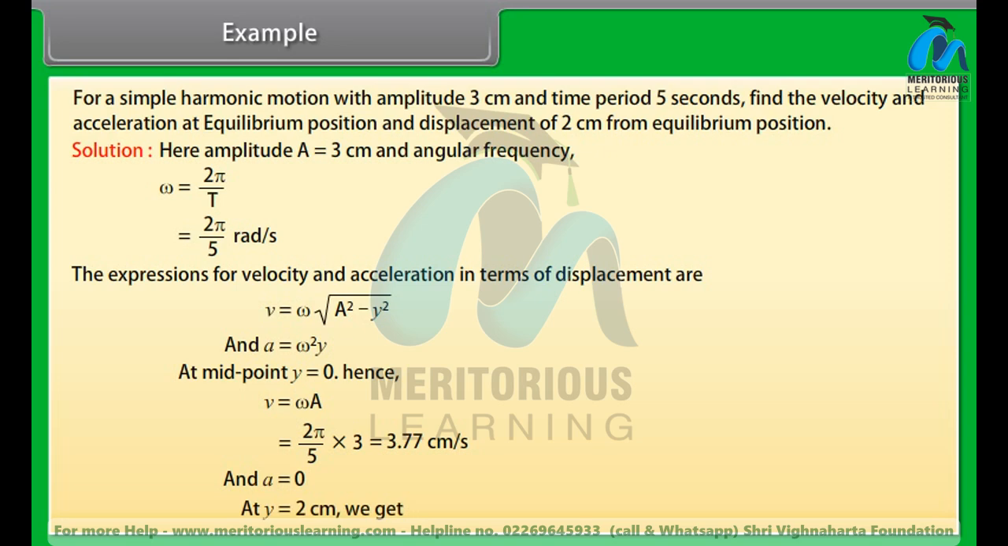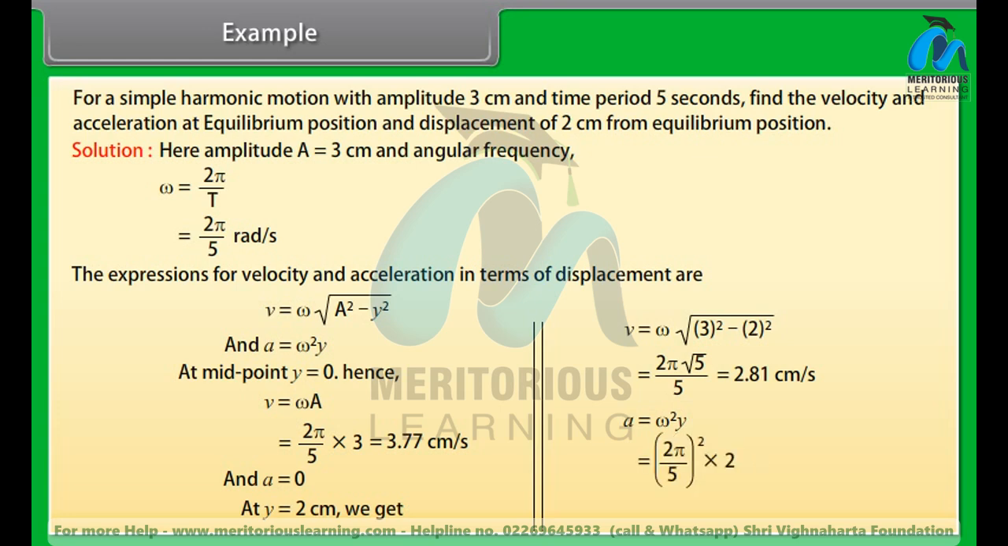At y = 2 cm we get v = (2π/5)√5 = 2.81 cm per second. a = ω²y = (2π/5)² × 2 = 3.16 cm per second square.